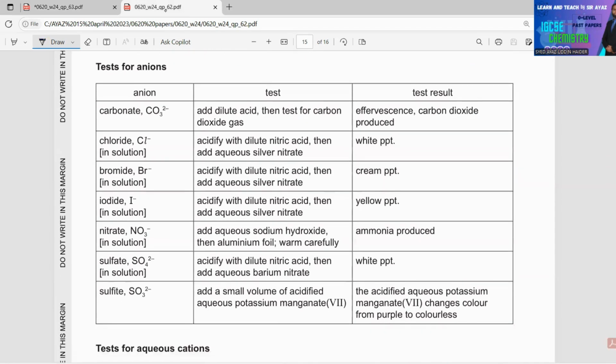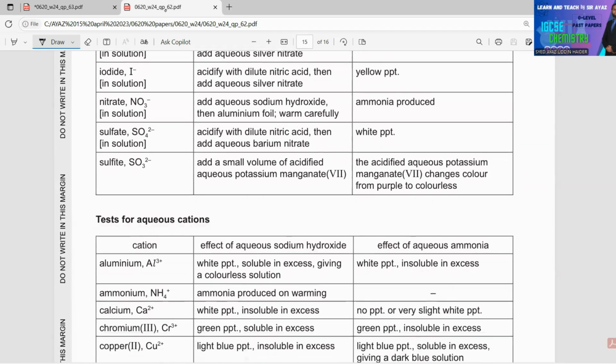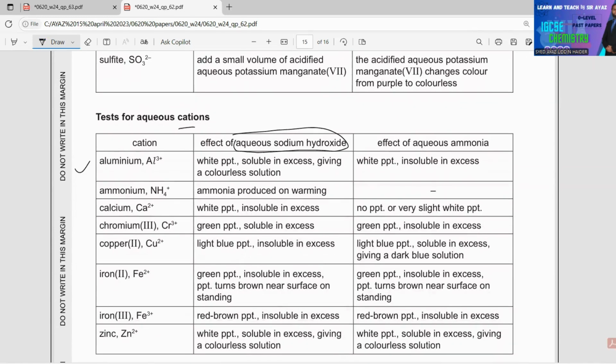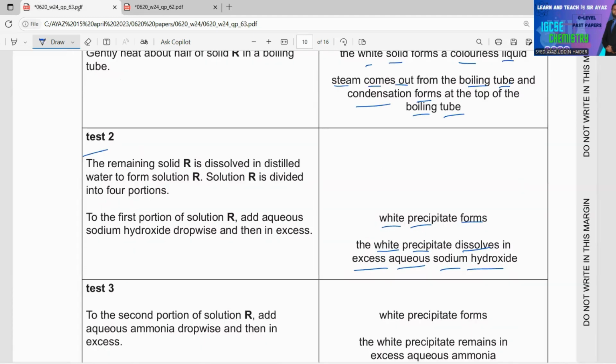If you look at the list for cations or positive ions, here's the list. With aqueous sodium hydroxide, we have Al3+ and Zn2+. These are the ions that form white precipitate and they are soluble in excess, giving a colorless solution. So for your convenience, I'm writing down the name of these ions here. We have Al3+ or Zn2+.